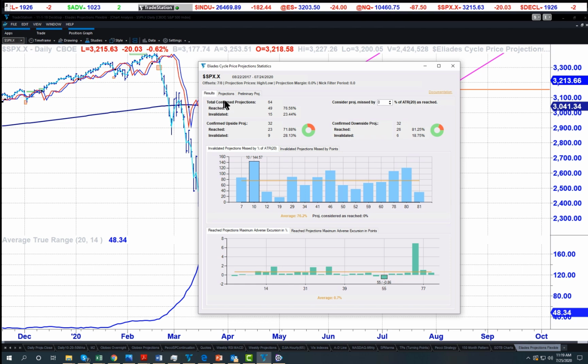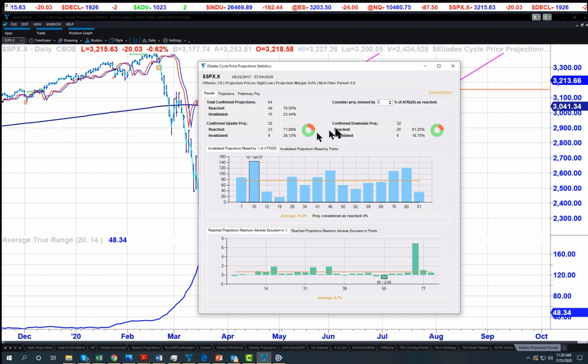And the most important results of all are total confirmed projections. So this shows you the number of total projections that were confirmed, not just given on a preliminary basis by crossing one of the offsets, but by crossing above or below both the offsets. That happened 64 times. In 49 of the 64 times, that projection was reached. That's a pretty good percentage here, rounded off to 77% of the time.